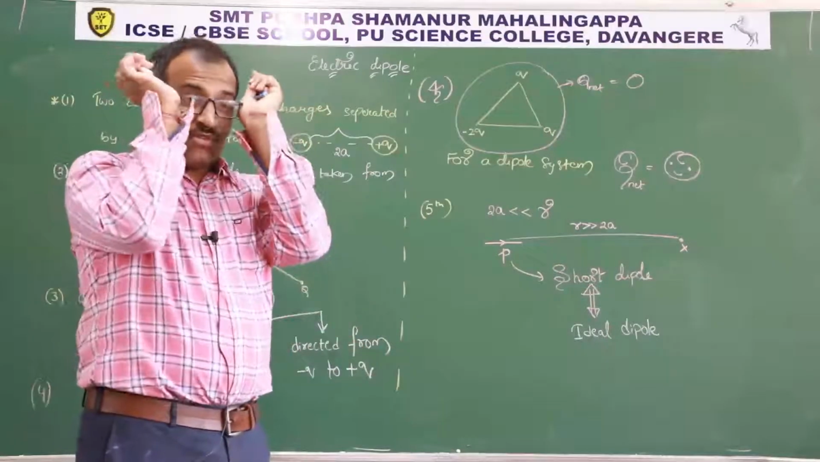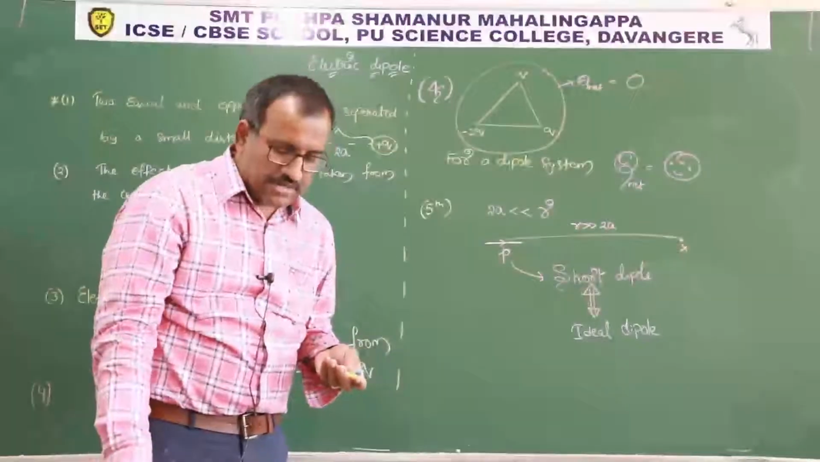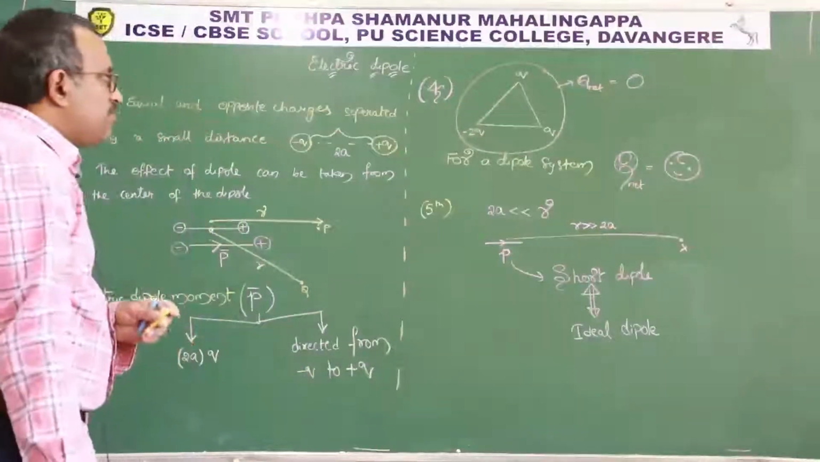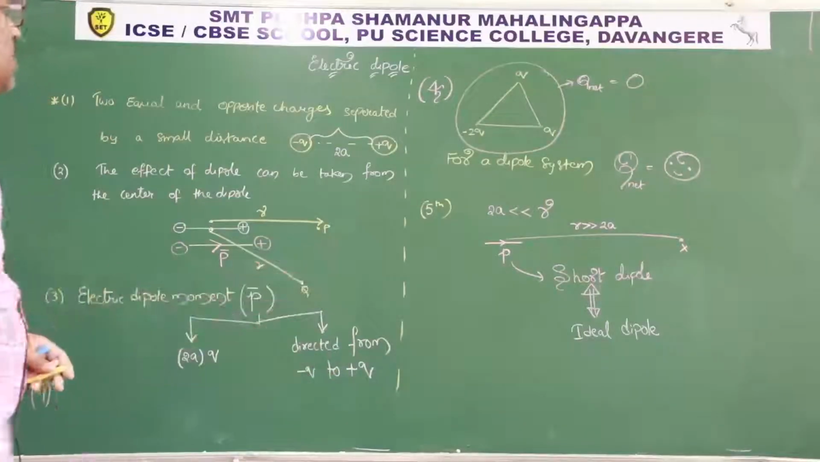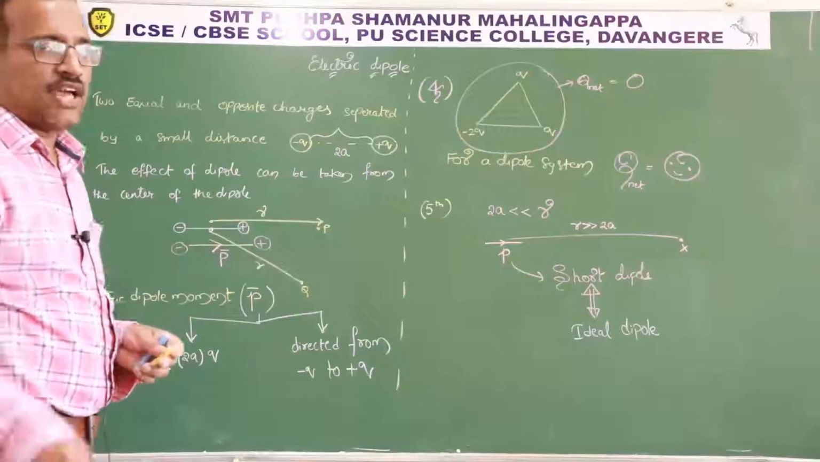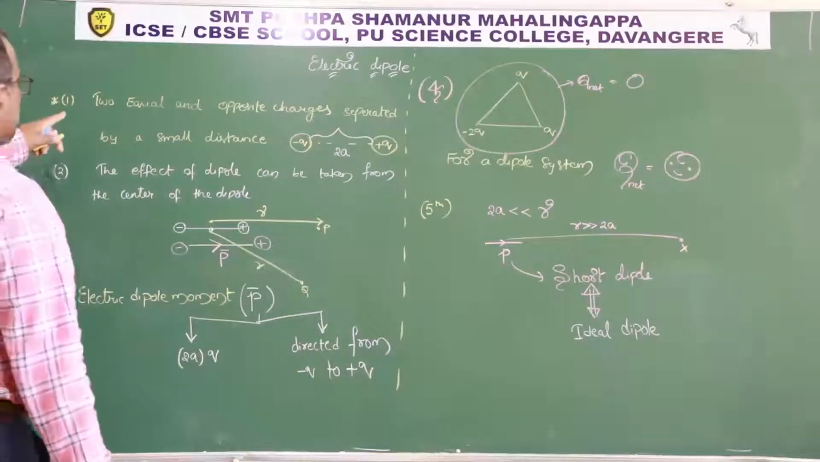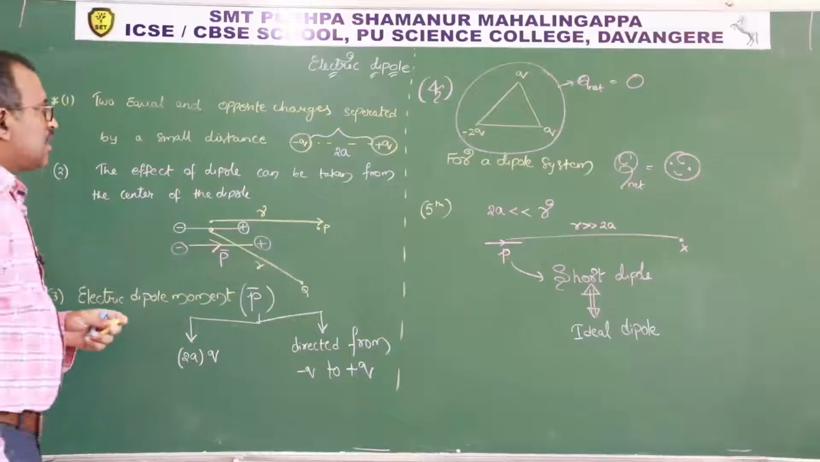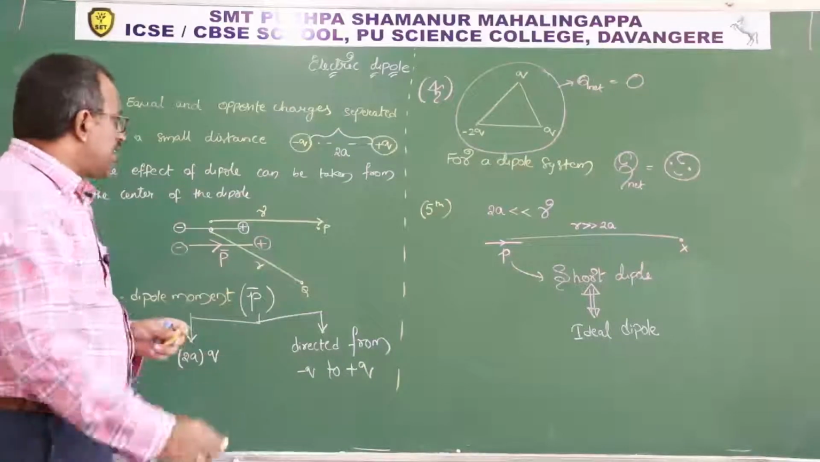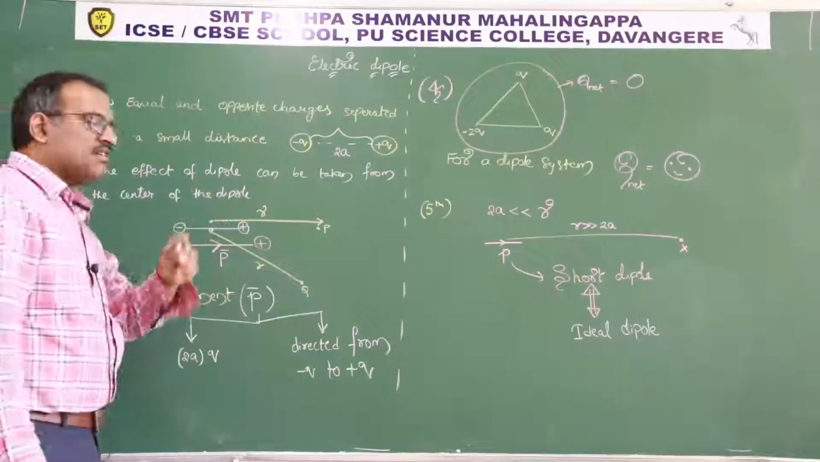The other name of short dipole is ideal dipole. Please try to understand. These are all the 5 major points that you should understand clearly. The first point explains about the definition: two equal and opposite charges separated by a small distance. Whereas the second point, the effect of the dipole can be taken from the center of the dipole.